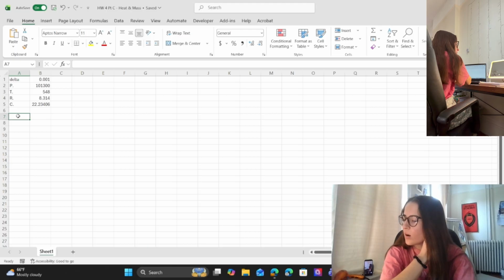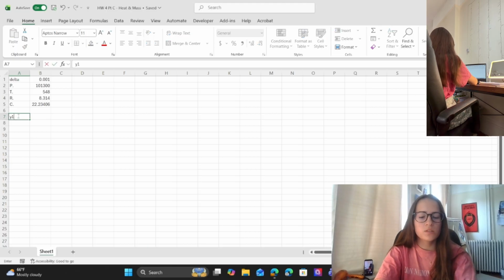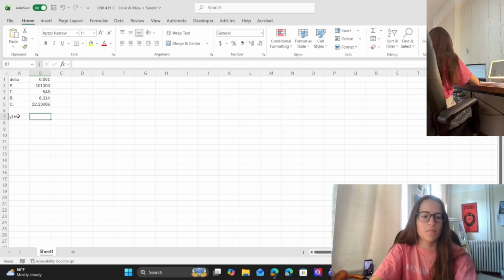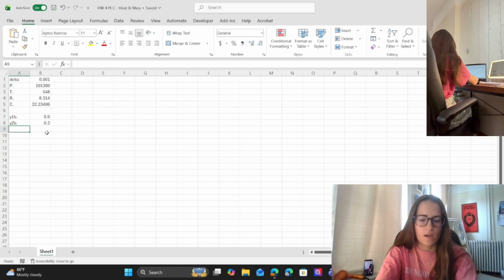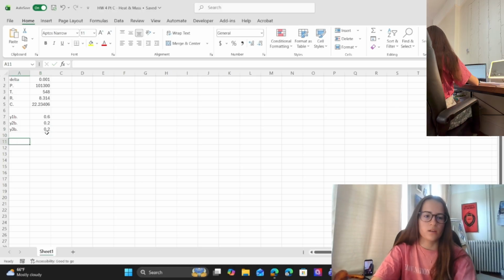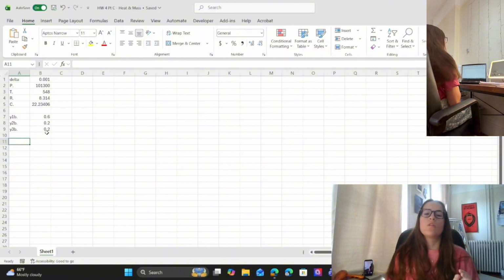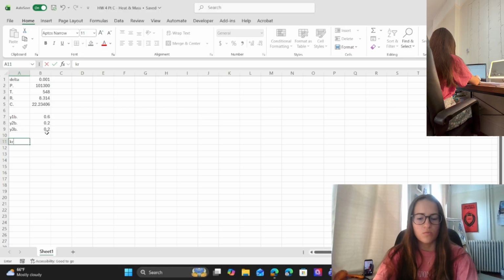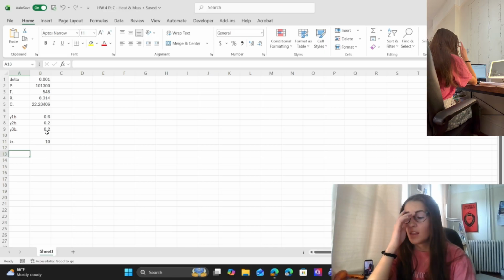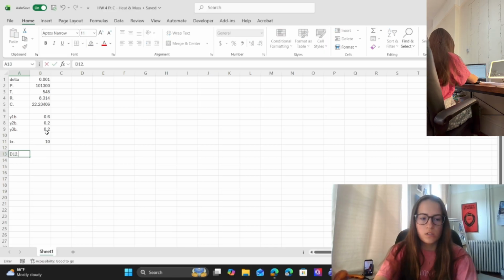And then now we can put what our bulk phase components are. So I put a little b here to represent the bulk phase: 0.6 for ethanol, Y2B 0.2 for acetaldehyde, and Y3B 0.2 for hydrogen. So these were all the values that we had been given. These are all our initial conditions, and we still have a couple more to put in. So we know that our first order reaction rate is going to be 10 once again.